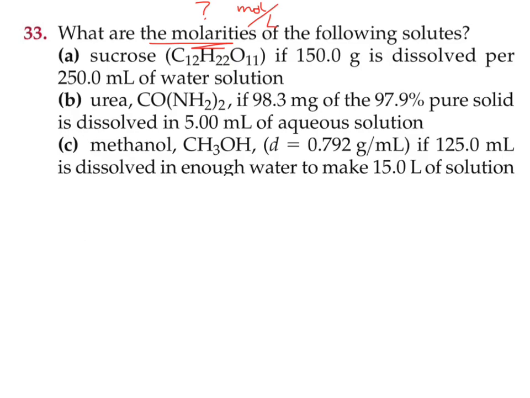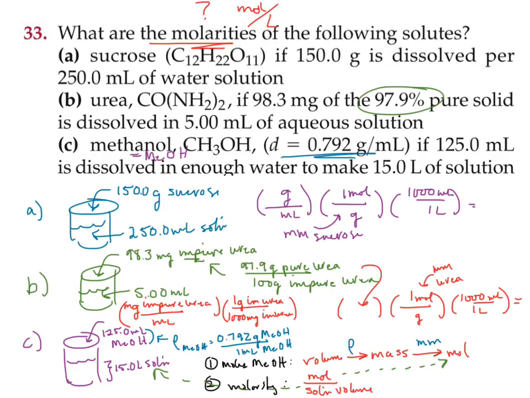Okay, so it looks like this. So 33 and 34. What are the molarities of A, B, and C? Okay, so probably not going to necessarily belabor any of this. I went ahead and gave you some hints for A, B, and C. Some of them you probably don't need much.